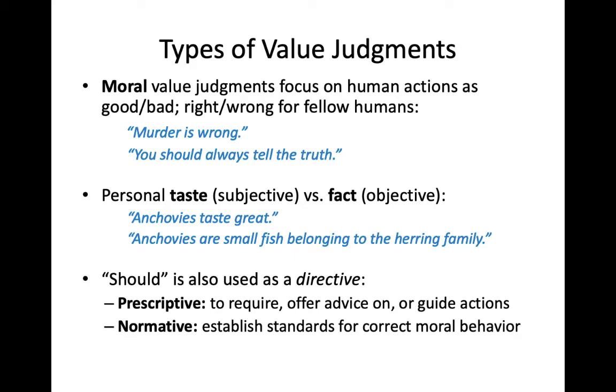The term "should" is always used as a kind of directive, telling us what to do. It can be either prescriptive or normative, and there's a difference. Here it is. For a term to be prescriptive, it's going to be requiring. It's going to be offering advice or guiding an action. It's prescribing what we should do. The doctor prescribes medication, an antibiotic, to treat a bacterial infection, say. That's a prescription. If you want to get better, you take the antibiotic. A normative claim is one about the standards, what the standards should be for, say, correct moral behavior. A normative claim would be something like, in general, we tell the truth, at least when under oath.